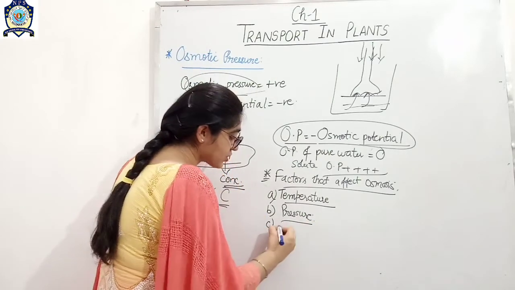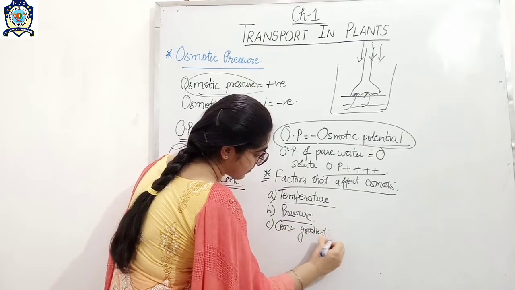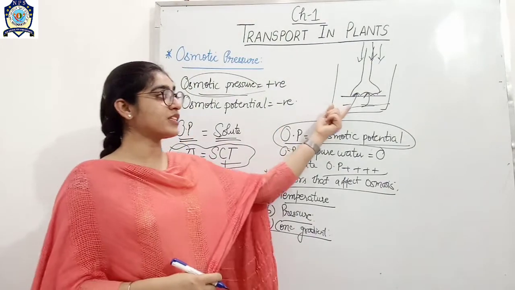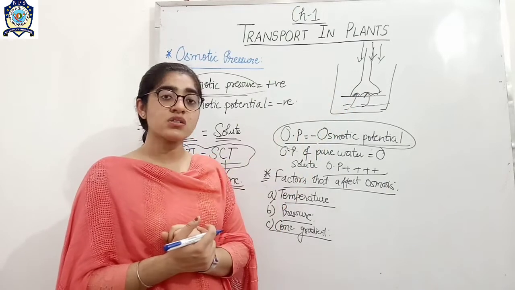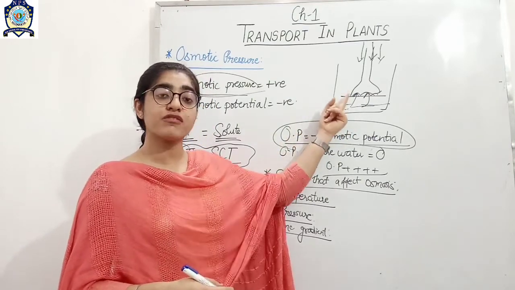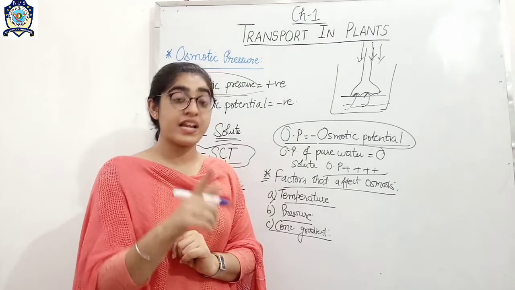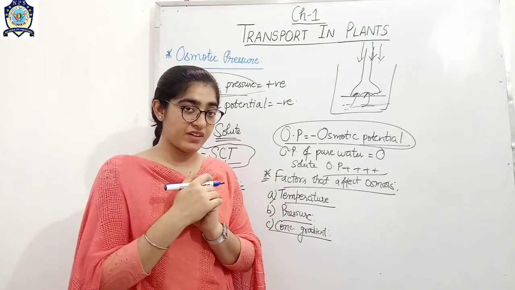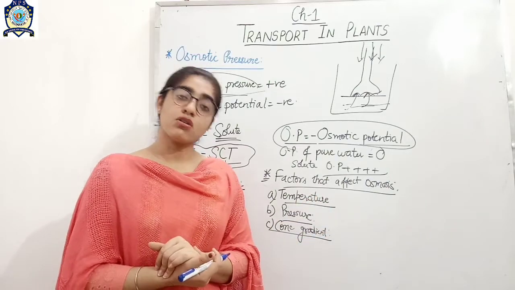And the third, the most important one, is the concentration gradient. As we already know, in the Thistle funnel experiment we studied that the concentration of distilled water was maximum outside and inside it was lower. So how was the water entering? Water was moving from a region of its higher concentration to a region of its lower concentration, and only due to that the level of sucrose was rising in the Thistle funnel. So concentration gradient is the most important factor of osmosis.